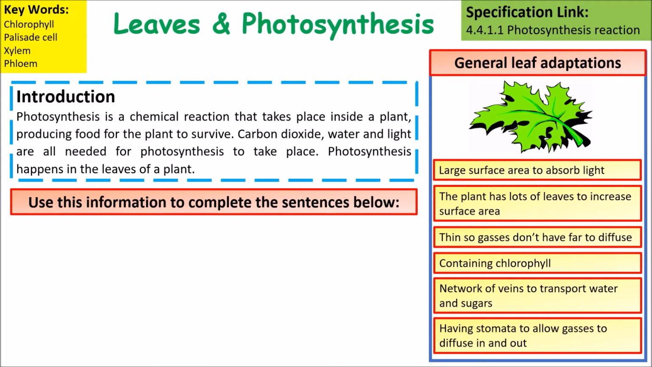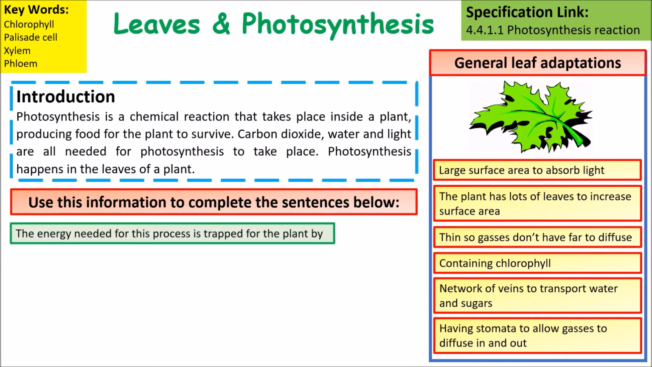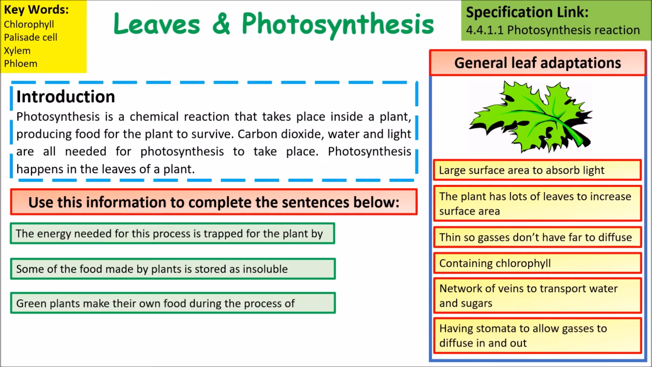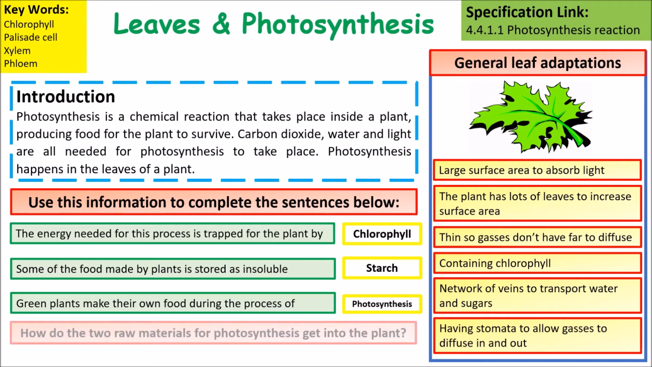So, if we think about how we could use this information to complete the following sentences. The energy needed for this process is trapped for the plant by blank. Some of the food made by plants is stored as insoluble blank, and green plants make their own food during the process of blank. So the first answer would be chlorophyll, the second answer would be starch, and the third answer is photosynthesis.